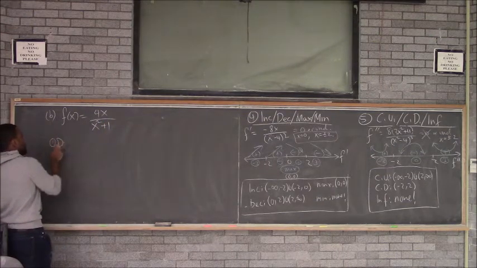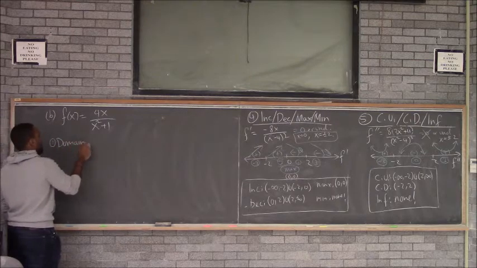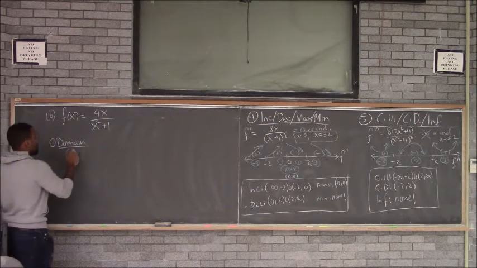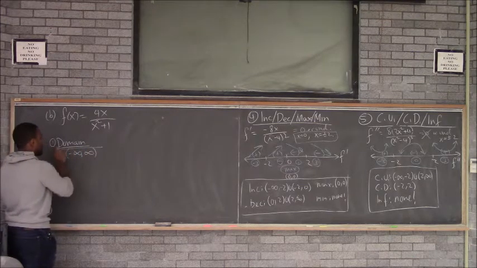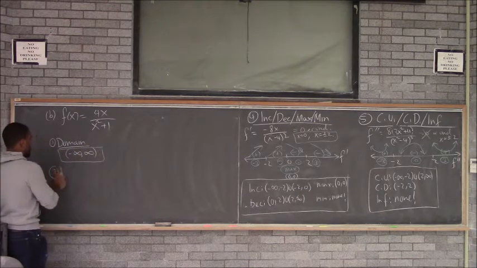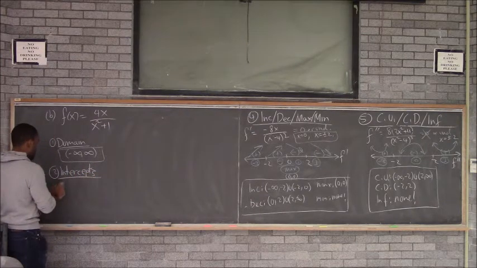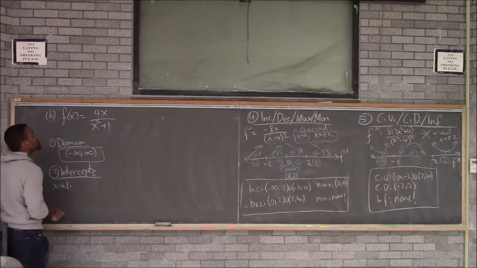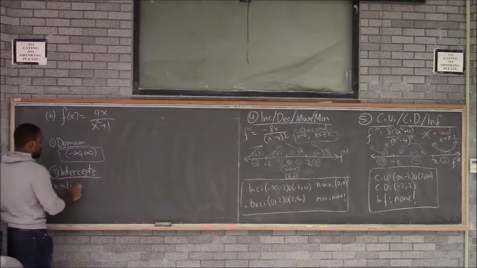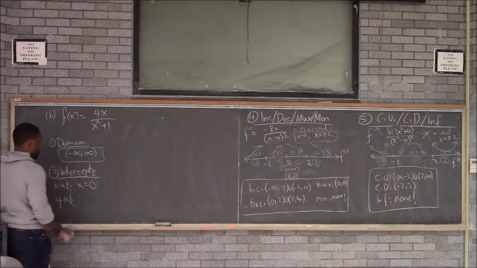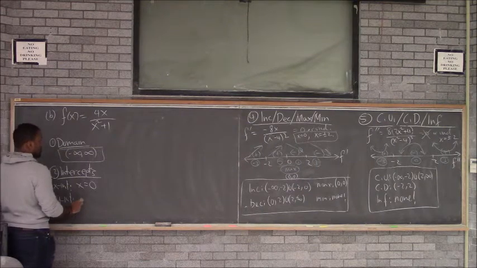Okay, first thing, domain. What's the domain? All real numbers. Two intercepts. What's the X-intercept? X equals 0. What is the Y-intercept? Also 0.